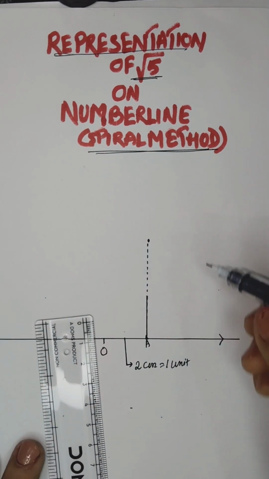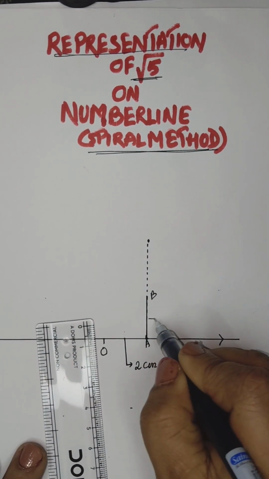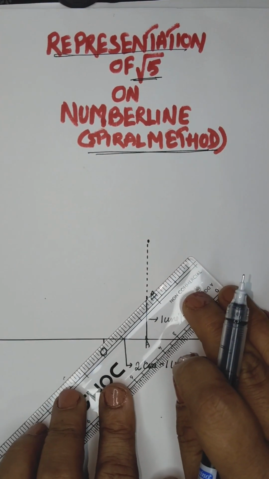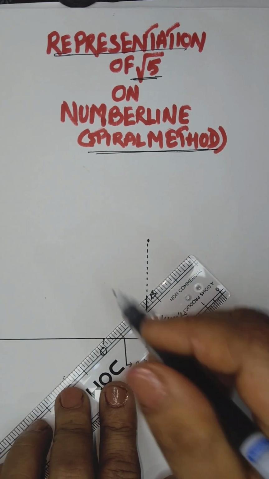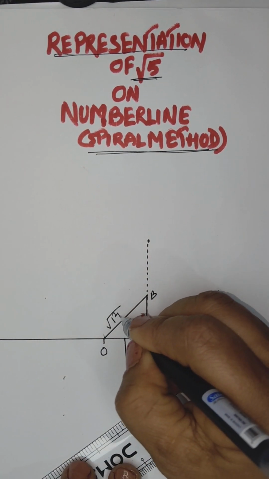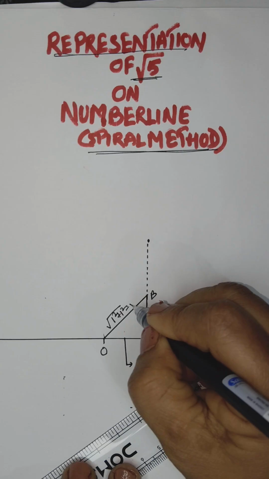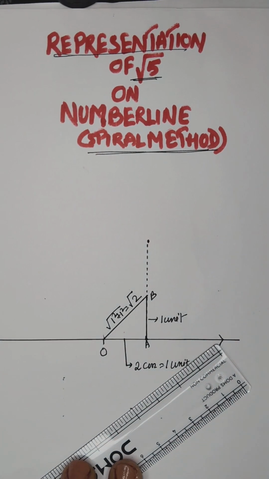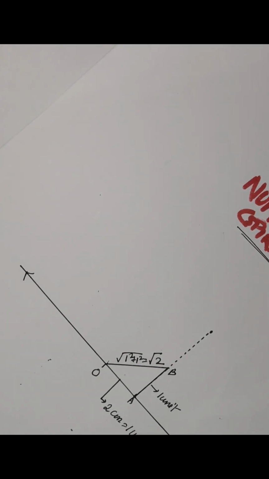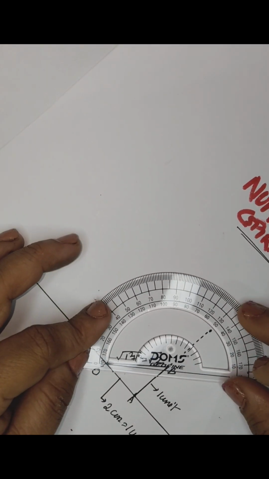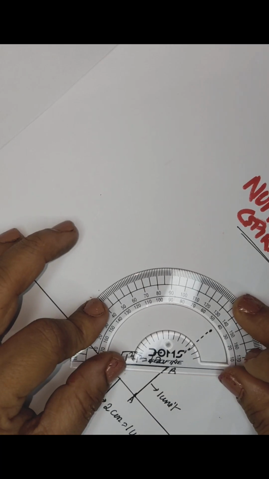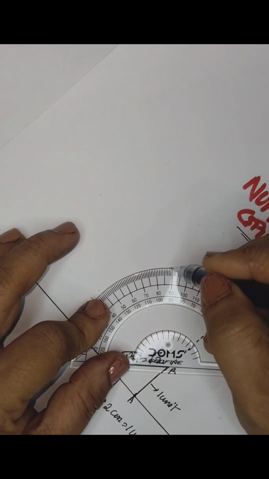Then we get a right angle triangle OAB, where angle A is 90 degree. Therefore, what will be the value of OB? As we calculated already, it will be root over 1 square plus 1 square, which is equal to root 2, where OA is 1 unit and AB is 1 unit. So, we use Pythagoras theorem. OB square equals OA square plus AB square. We get finally OB as root 2.